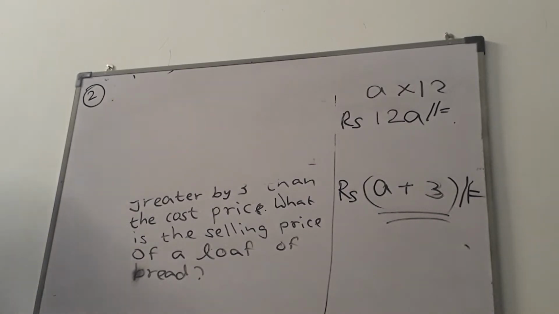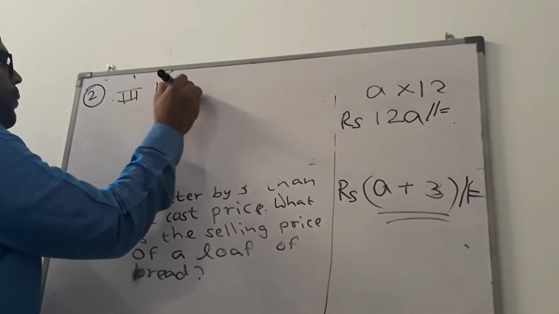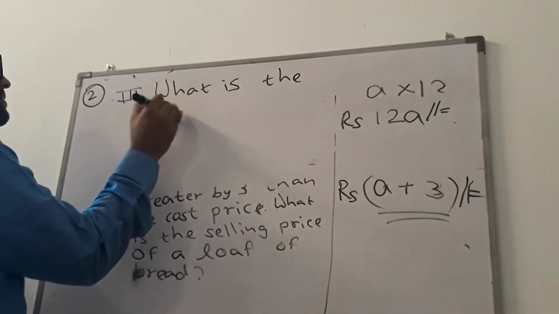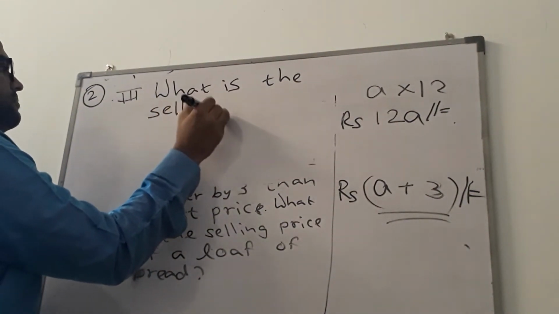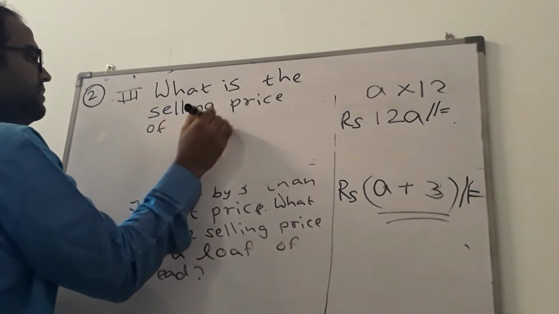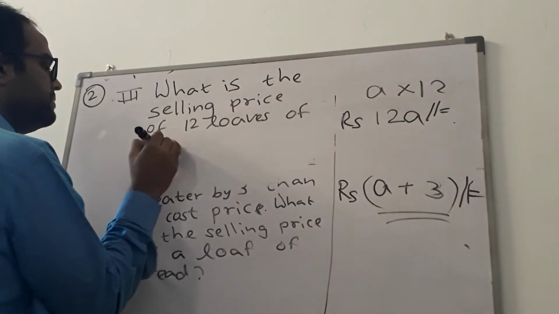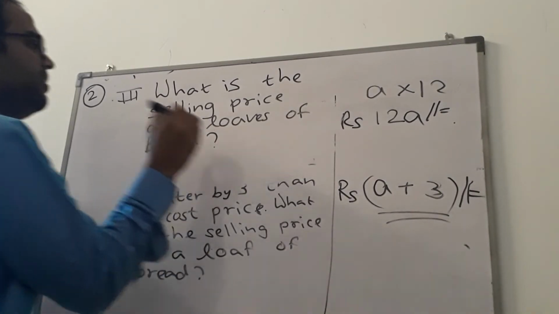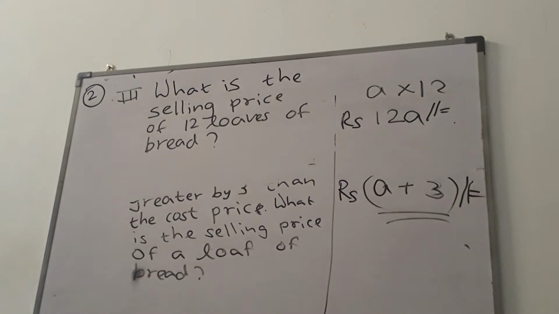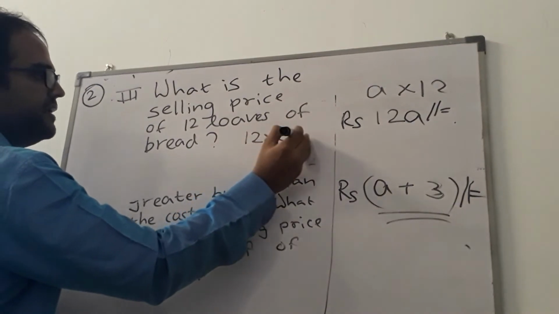What is the selling price of 12 loaves of bread? The cost of one loaf is A plus 3. So the selling price of 12 loaves means you have to multiply 12 by A plus 3.